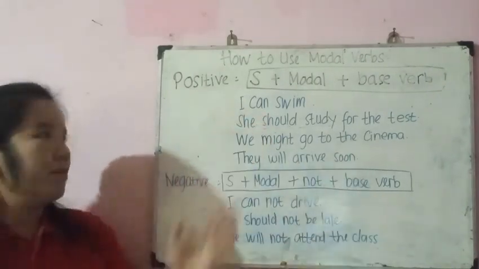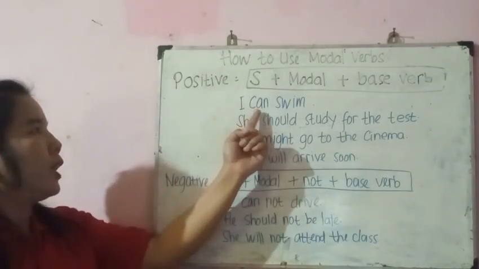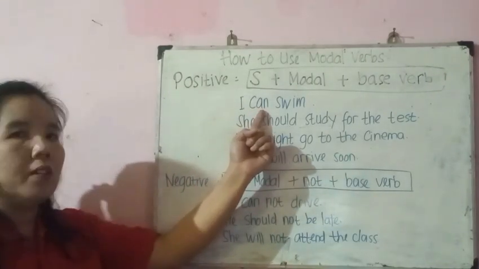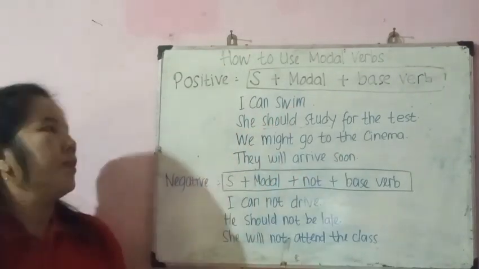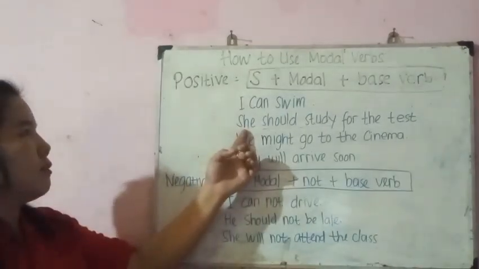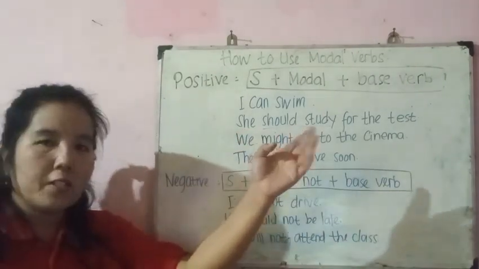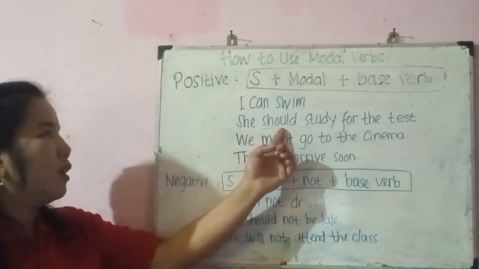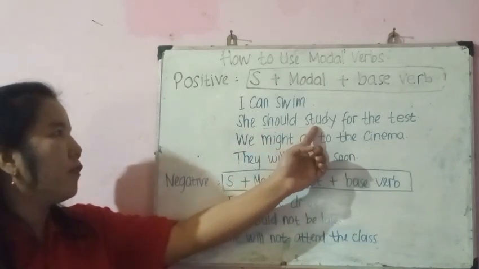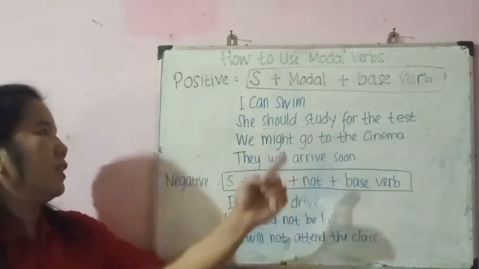I can swim. We have the modal can, and after the modal verb, we use the base verb of the main verb. Next, she should study for the test. We use the modal should and the base verb of the main verb, study.